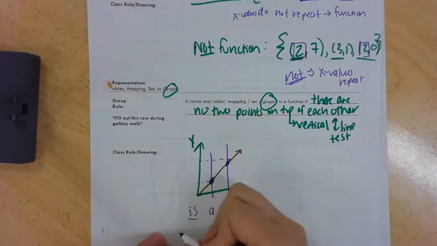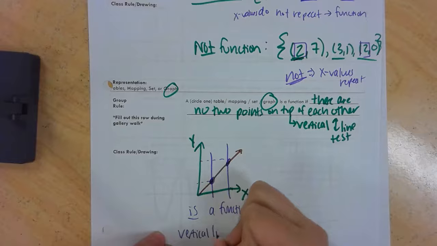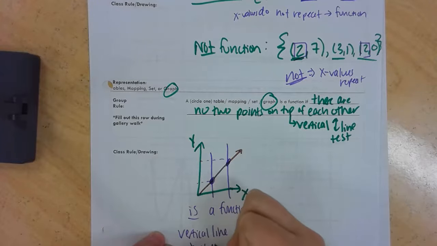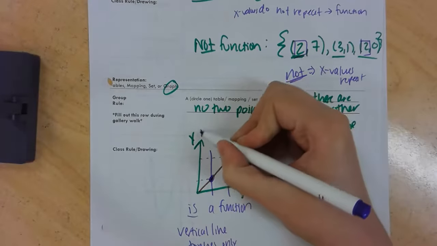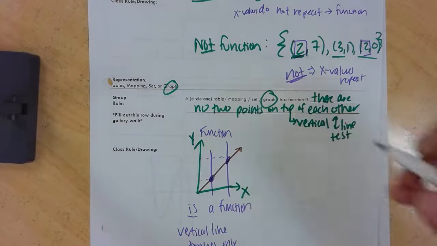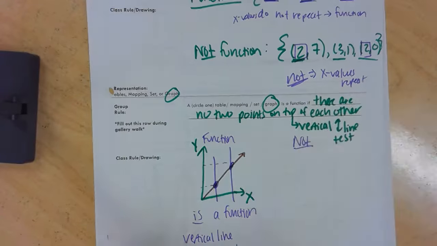Another way to say that, it's because my vertical line touches only one time. Let's do an example that's not a function. So this one is a function. Let's do an example that's not a function.